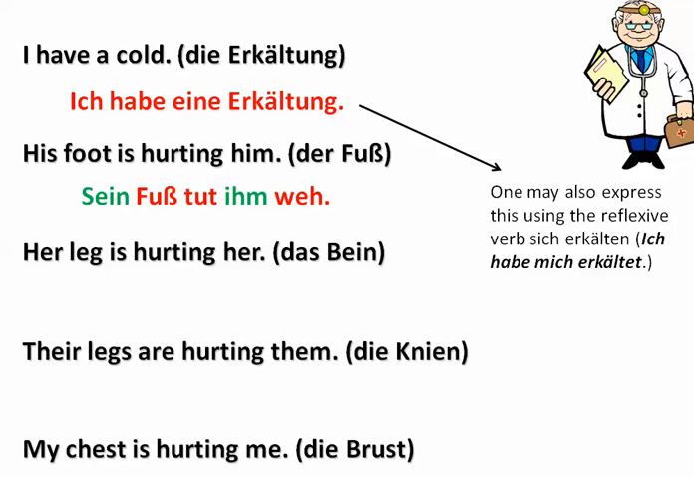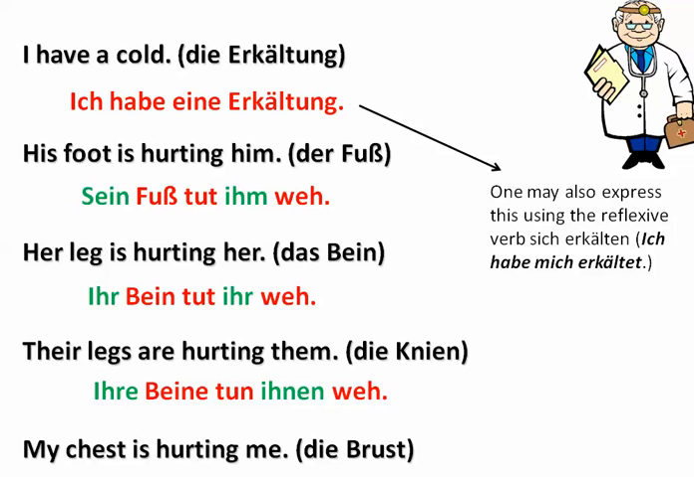You can say, for this one, sein Fuß tut ihm weh. This means his foot is hurting him. And the reason we're using ihm here is because wehtun is a dative verb. And sein Fuß, his foot. Ihr Bein tut ihr weh. Her leg is hurting her. Bein is a das word, so we don't have to do anything with the possessive pronoun here because it's the subject of the sentence.